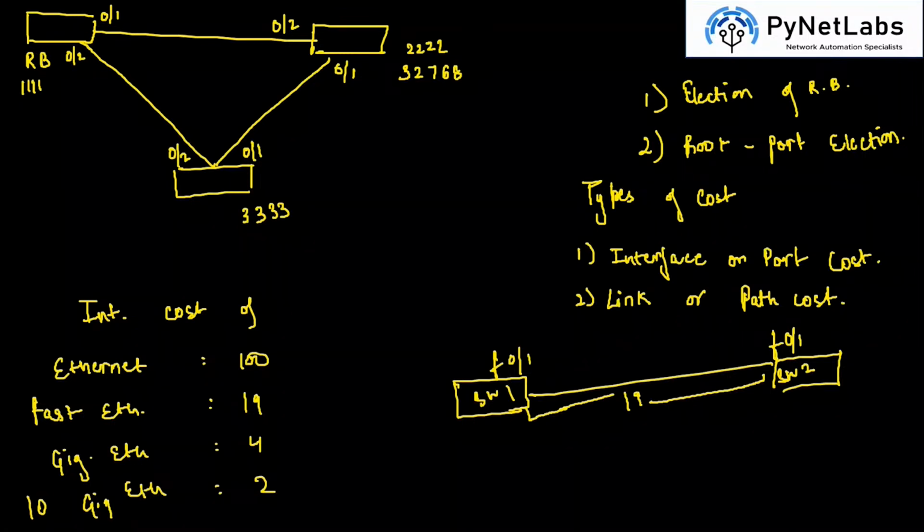So what we are learning here is, if we talk about the interface cost, then on switch 1 it is 19, right? And if we talk about the interface cost of switch 2, then again it is 19. And if we talk about this whole traveling cost, or the data transmission cost, this is going to be called the path cost. Now let's assume that switch 2 is connected to another switch.